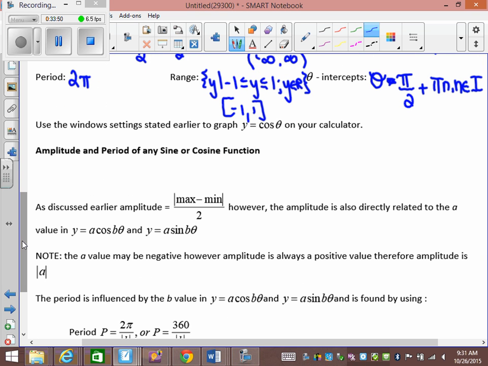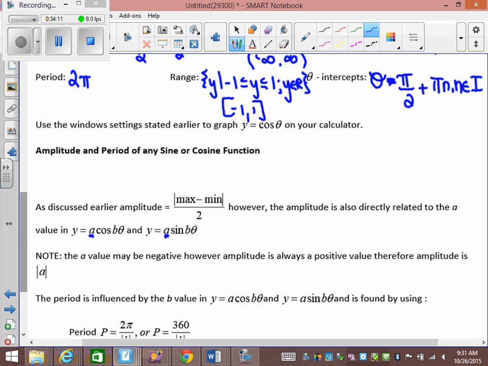As discussed earlier, amplitude is maximized when the absolute value is the distance, right? However, the amplitude is also directly related to the A value. So your vertical stretch, technically, is here, right? Maybe in front, just like it was before. That is your amplitude. You have to watch yourself, though.